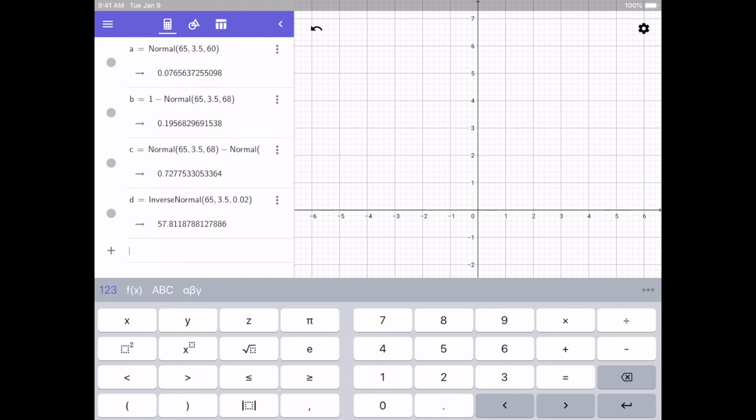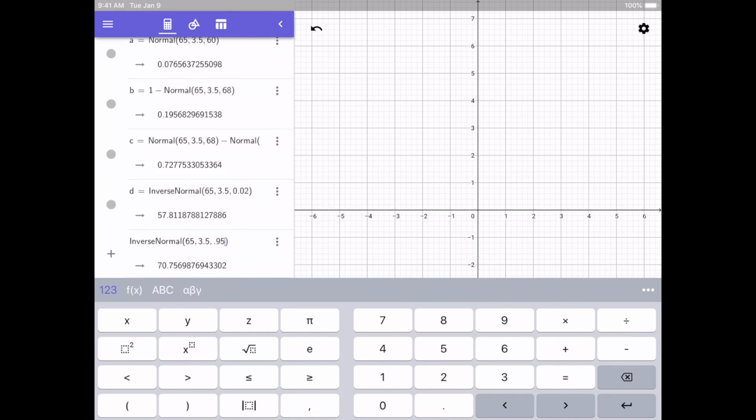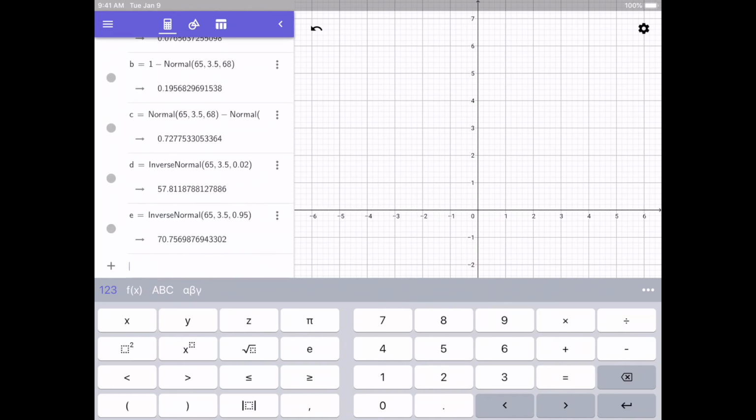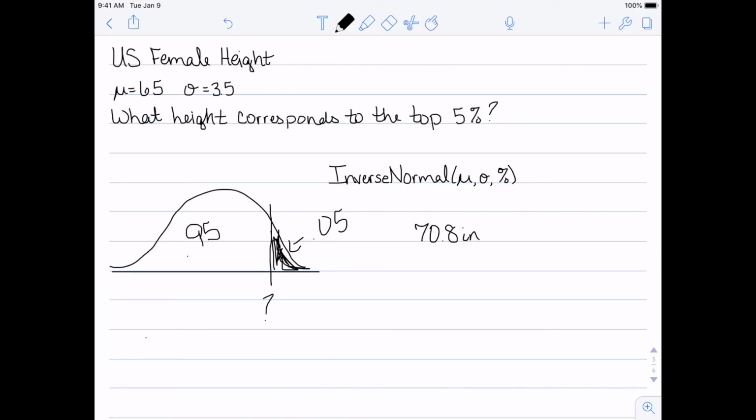Moving over to my calculator, I'm going to select inverse normal from my recently used. I have a mean of 65, a standard deviation of 3.5, and like I said, since we want area to the left, my percentage is 0.95. So a height of roughly 70.8. So any woman in the US that has a height of 70.8 or taller is in the tallest 5% of women.